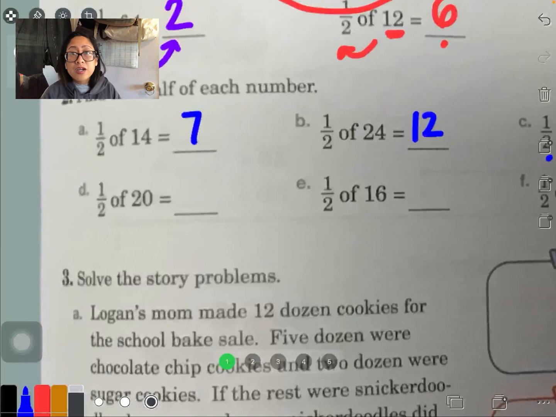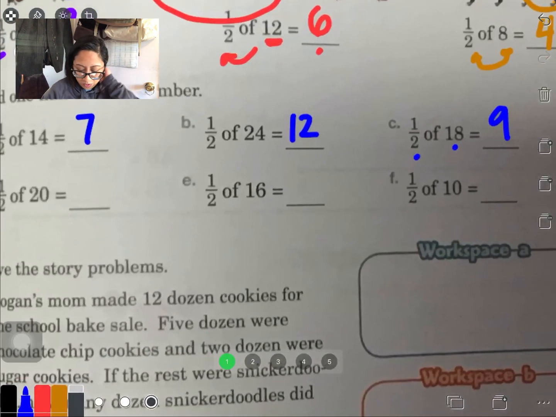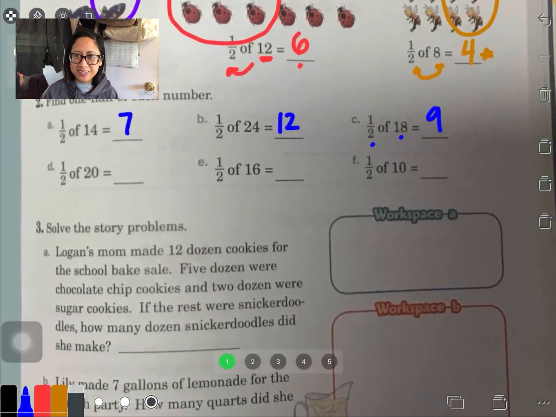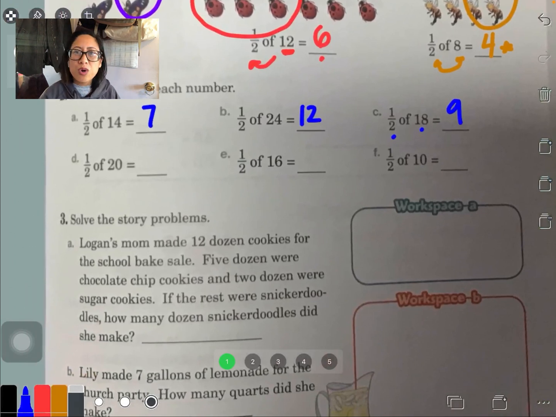Now you can definitely try the rest on your own because again, it's simple. 1/2 of 20. 20 divided by 2. 1/2 of 16. 16 divided by 2. 1/2 of 10. 10 divided by 2. And so on and so forth. But we'll still go over it at our Zoom meeting.